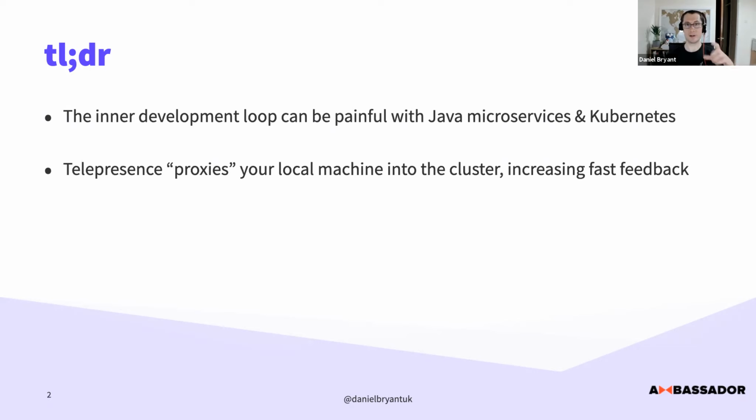Telepresence, the CNCF open source tool I mentioned, proxies your local machine into the cluster. The goal is to increase that fast feedback loop. We'll look at some other tools that do similar things. The interesting thing here, I've deliberately quoted proxies because Telepresence is very much a networking focused tool. You do not have to be a networking expert by any means. We've deliberately designed it, and the community has contributed, so that it's super simple to use. It's not complicated, but it does offer some interesting benefits and challenges compared to other mechanisms of trying to get the fast feedback loop. So Telepresence is very much network centric.